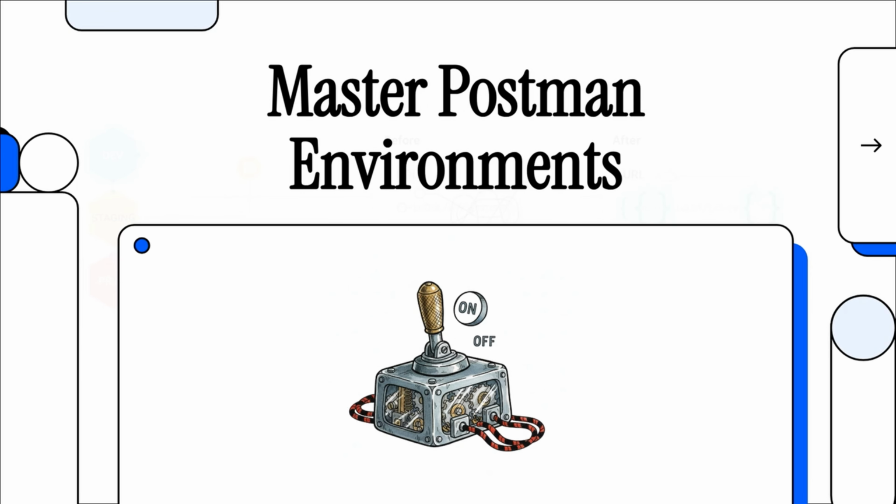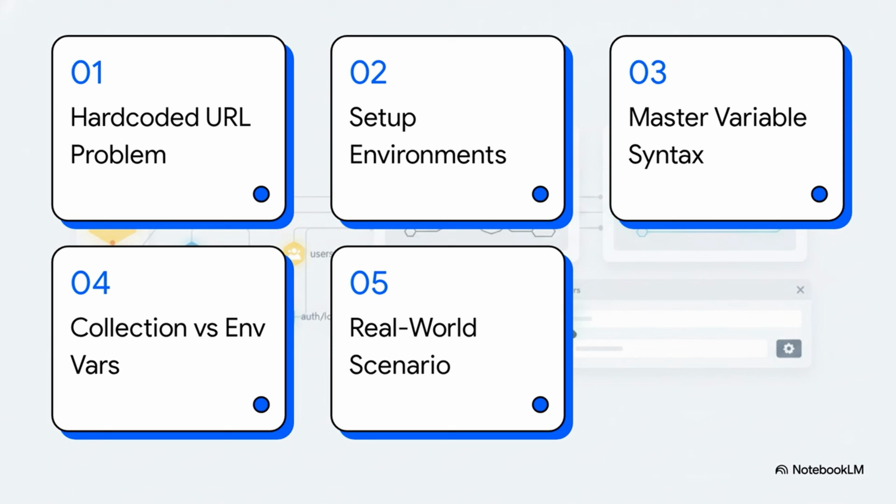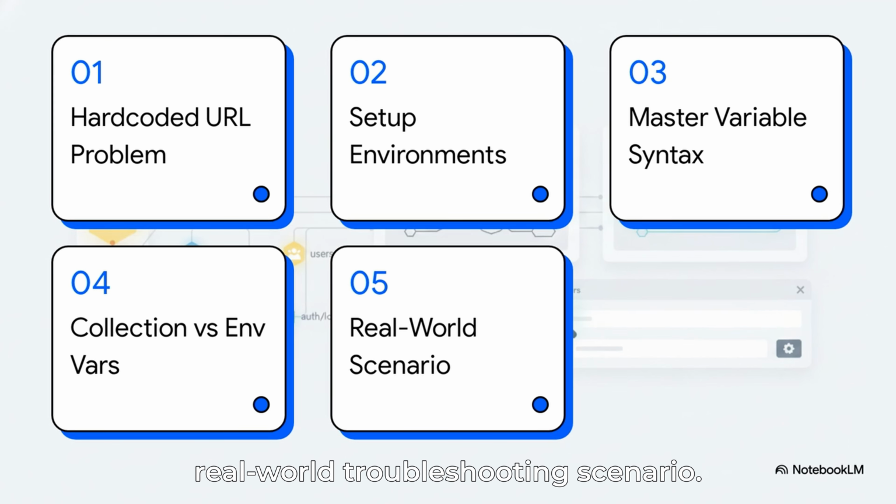Let's get into it. So here's our game plan for today. First, we'll look at the hard-coded URL problem. Then, setting up Postman environments. Third, mastering that variable syntax. Fourth, we'll break down collection versus environment variables. And finally, we'll wrap up with a real-world troubleshooting scenario.